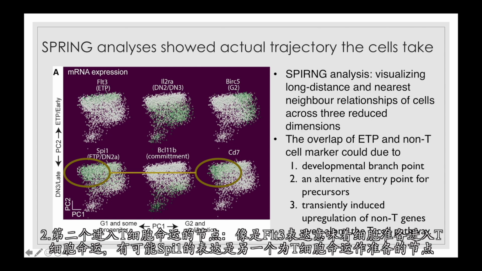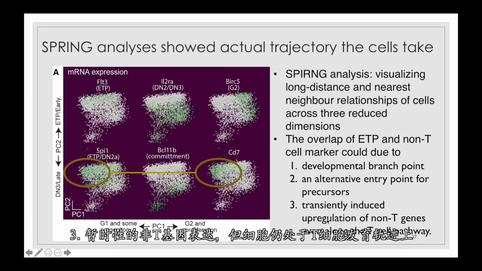So as we know, FLT3 is priming for the next stage, the DN2A, and has already entered the T cell fate. And here may be the second entry point, where the SPI1 cell is also prepared for its next stage, the DN2A cells.